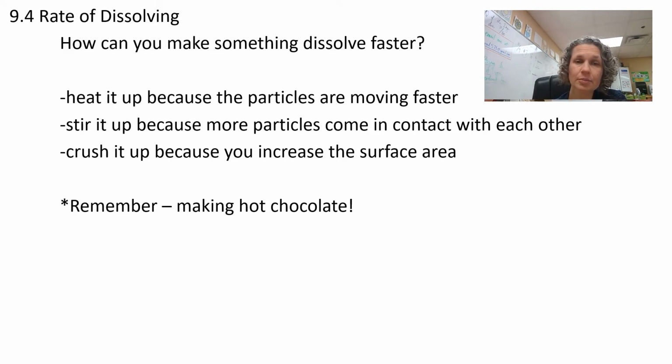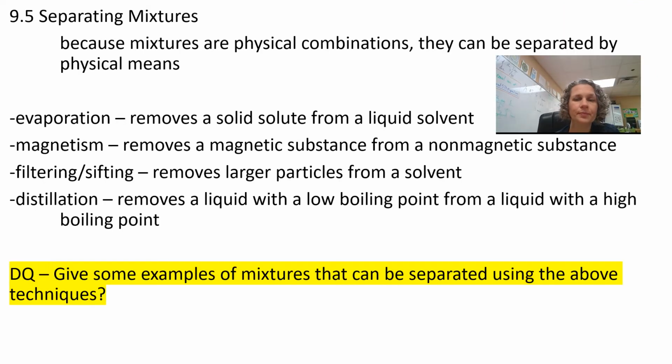You can heat it up to make the particles move faster. You can stir it up so that more particles will come in contact. And then you can crush it up to increase the surface area. And so remember, we used our example of making hot chocolate, and all those things apply. So it's again kind of a you do this part. You know how to do this.